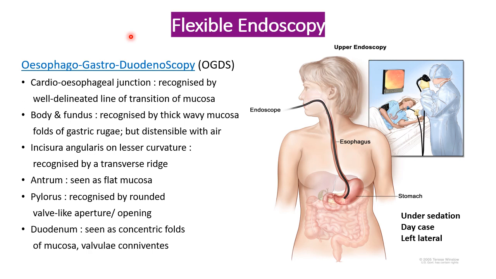This slide demonstrates flexible upper endoscopy, which is more popularly called OGDS, which stands for Esophago-Gastroduodenoscopy. This is done under heavy sedation as a day case, with the patient lying in the lateral position. Adequate lidocaine spray is applied to the throat and heavy sedation is also given intravenously.